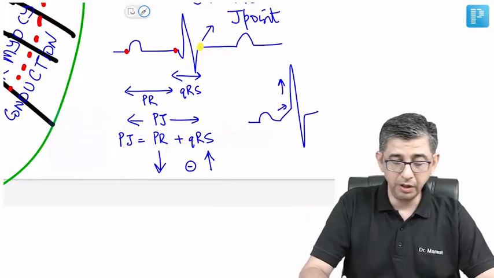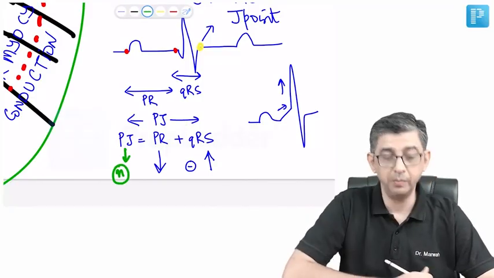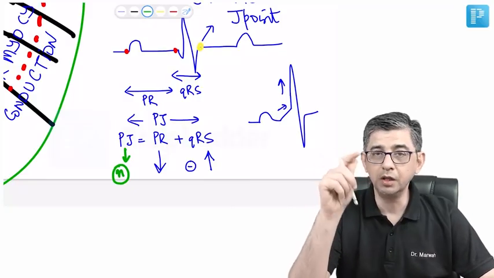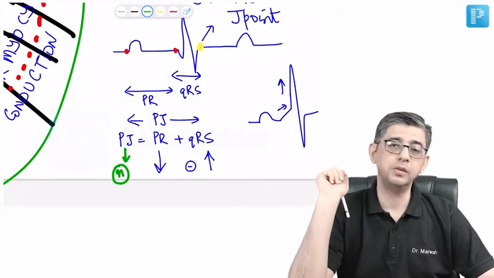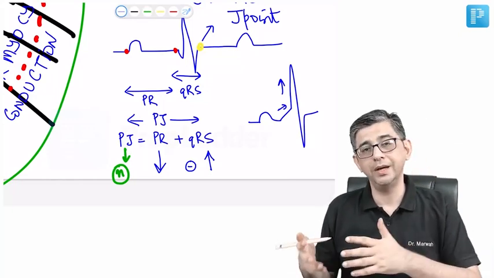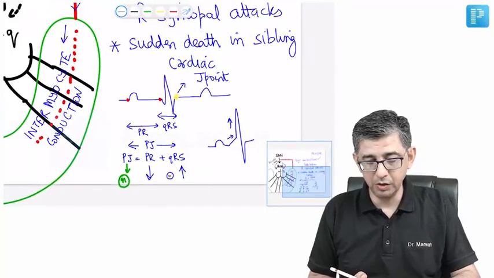So therefore the PJ interval of this patient will remain unaffected. That would be normal. I repeat my statement. The amount of PR reduction is equal to the prolongation of the RS complex. The amount of PR reduction is equal to the increase of the RS complex. So therefore the PJ interval in these patients remains normal.